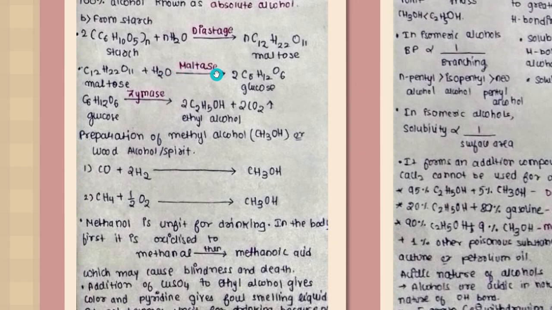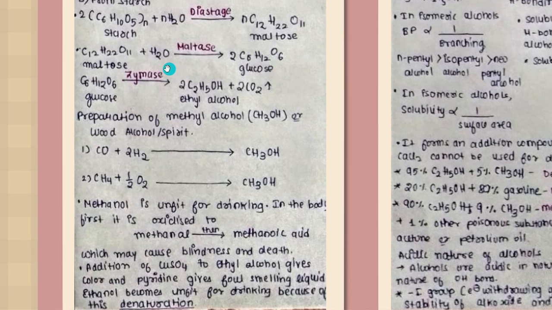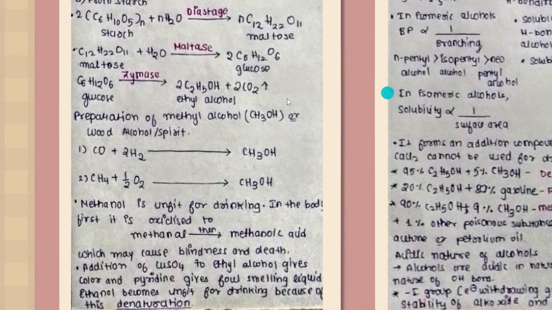Here it is tase. You should remember the enzyme is maltase, but the substance formed is maltose. Now this maltose on reaction with water in presence of maltase will give us glucose, that is 2 moles of C6H12O6. Again this glucose on reaction with zymase will give us ethyl alcohol plus CO2, in presence of zymase, with CO2 as a gas. This upper arrow indicates that it is a gas.